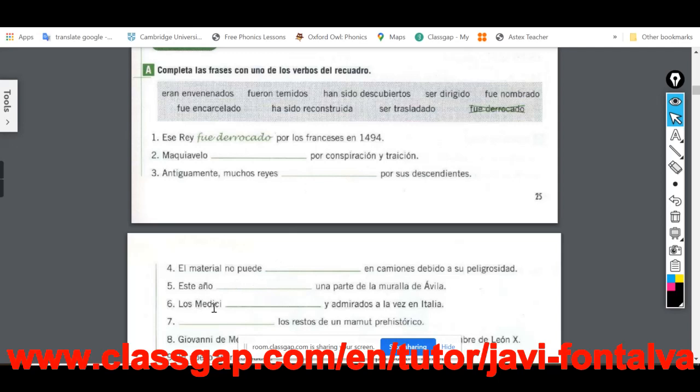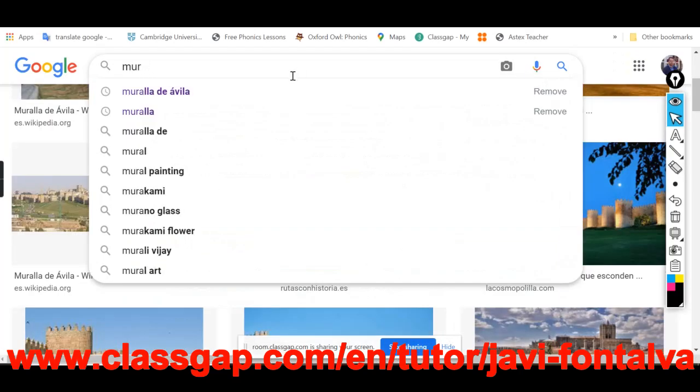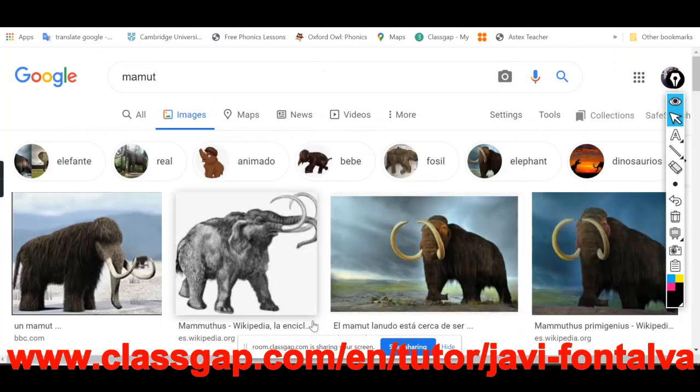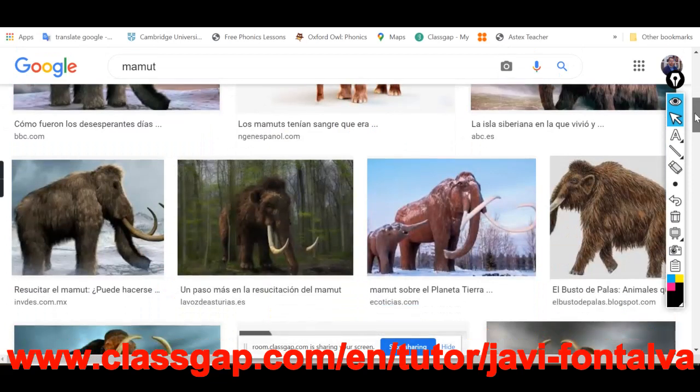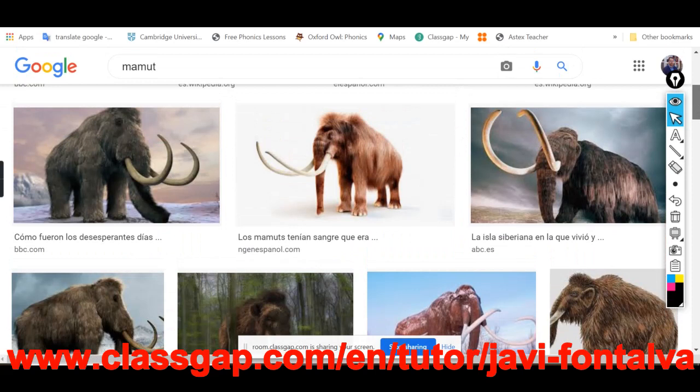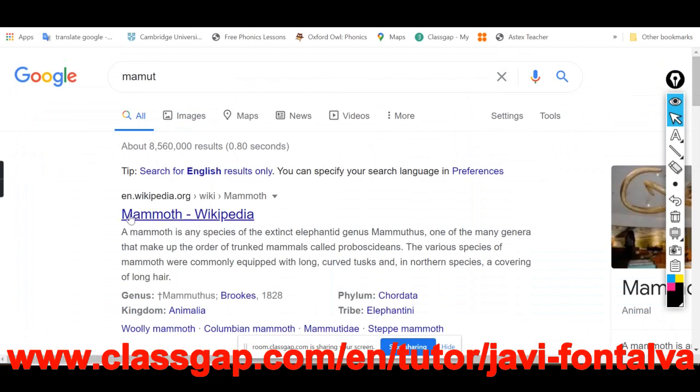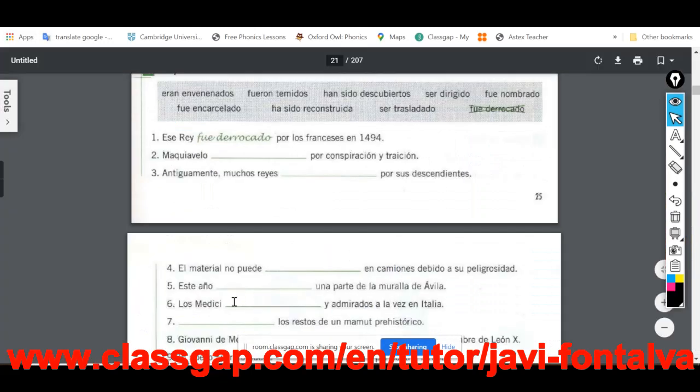Los Medici. Seven. Los restos de un mamut prehistórico. What is mammoth? This one. Oh, the elephant. Not an elephant, it's older than an elephant. So it's more like a fossil, an extinct animal. This is what we call a mammoth in Spanish.